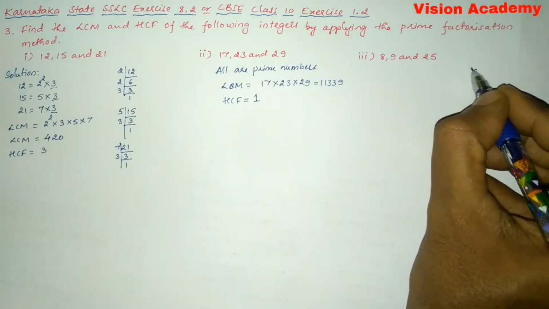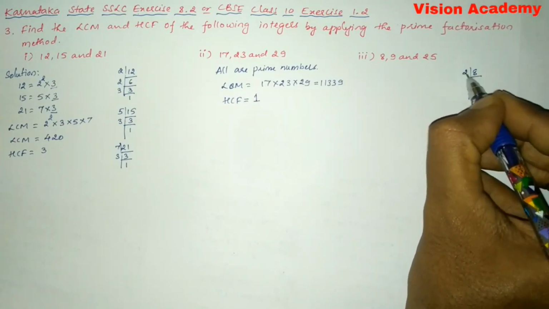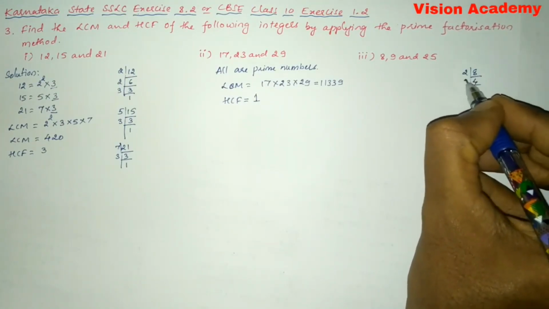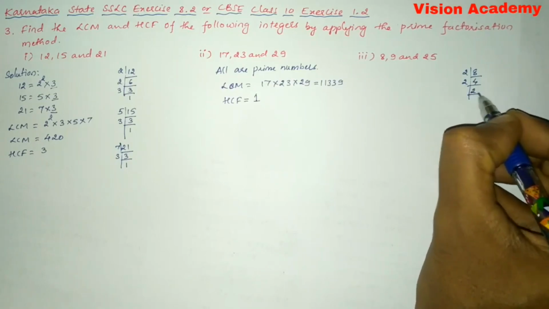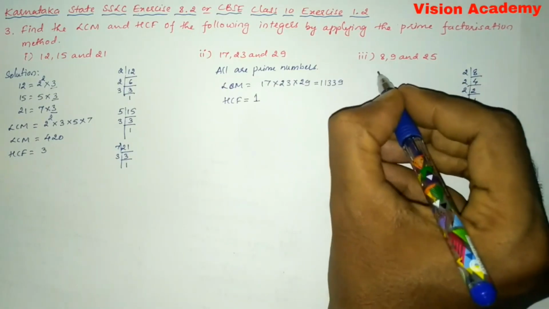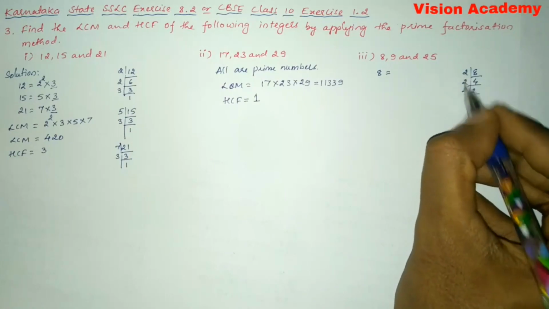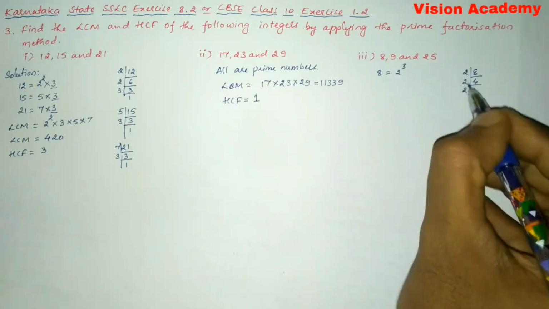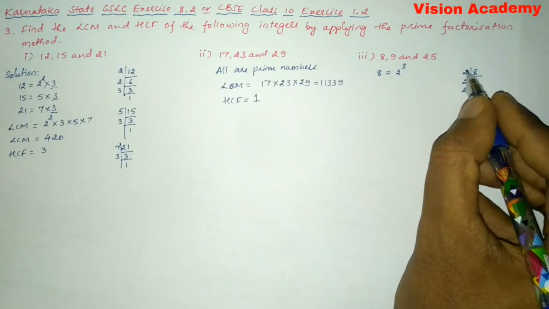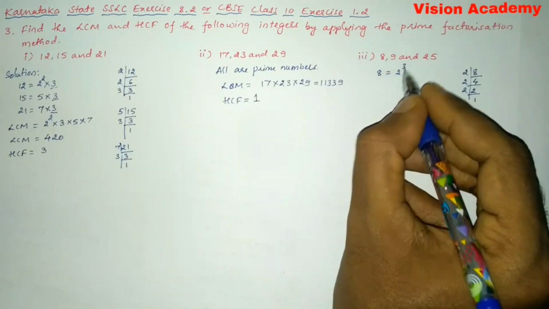Let us consider first 8. 8 divided by 2. So 2 fours are 8, again it is divided by 2, 2 twos are 4, next 2 ones are 2. So here 8 can be written as 2 to the power 3, because we need to multiply 2 into 2 into 2. So we can write directly 2 to the power 3.